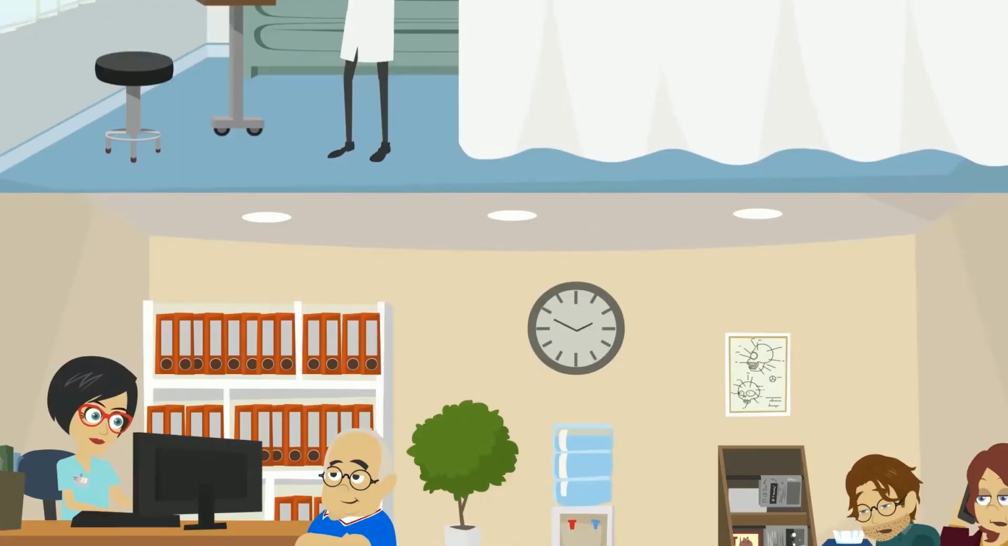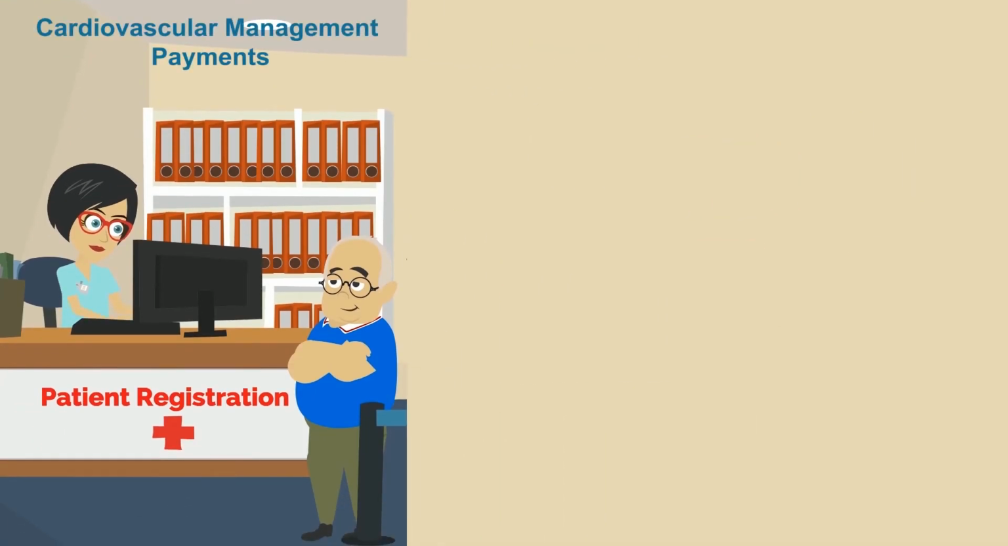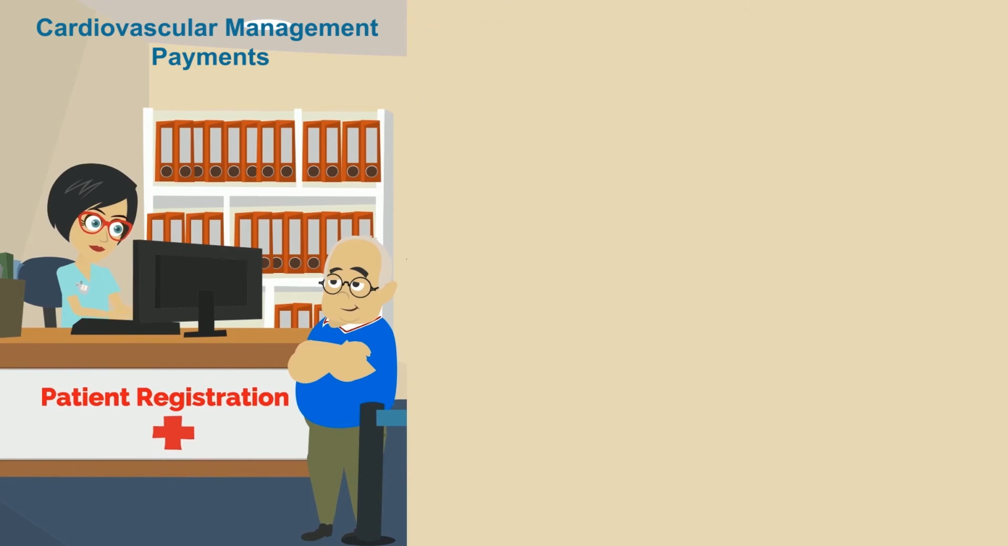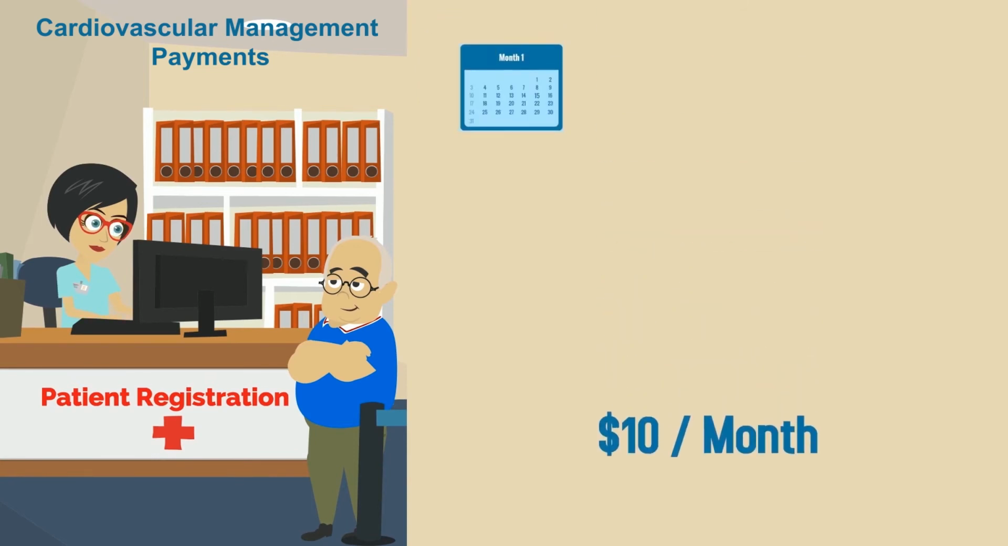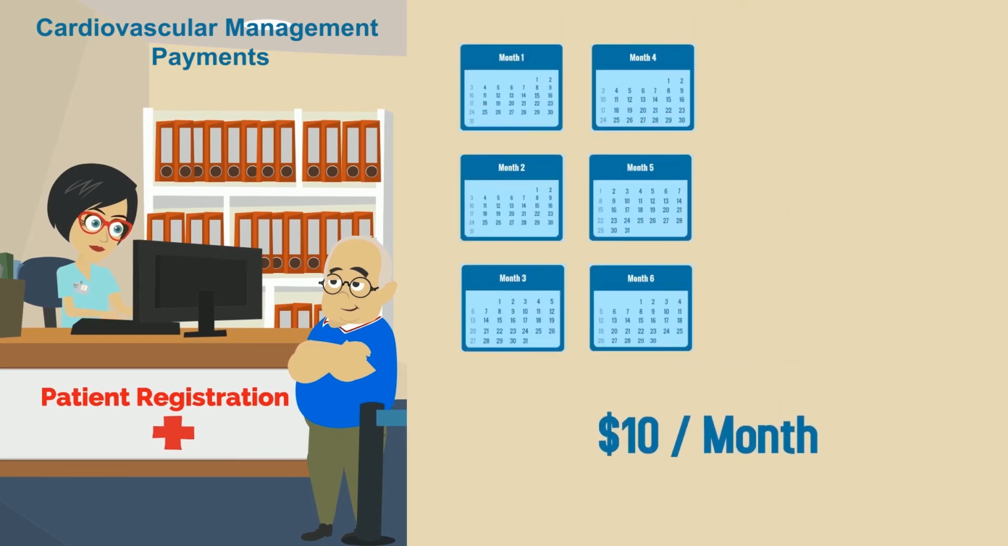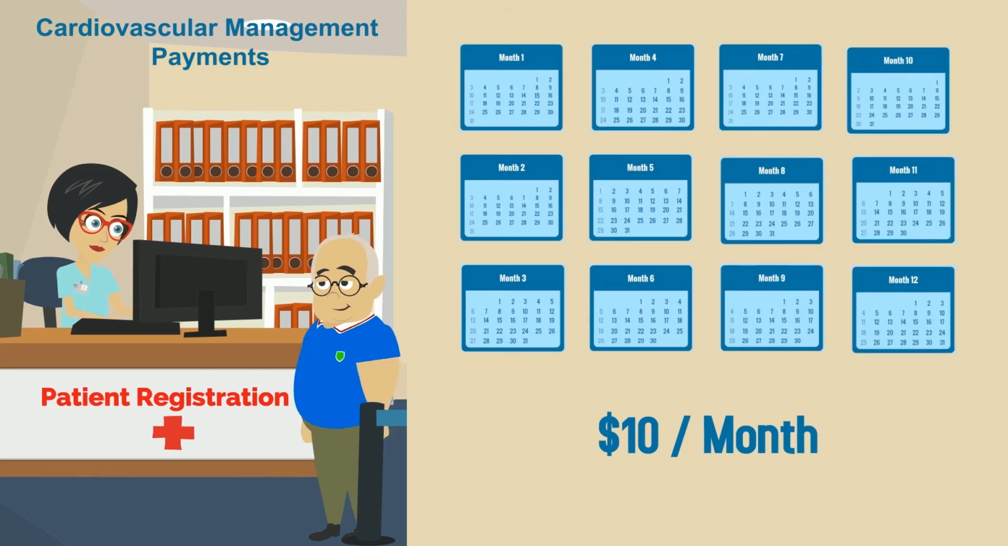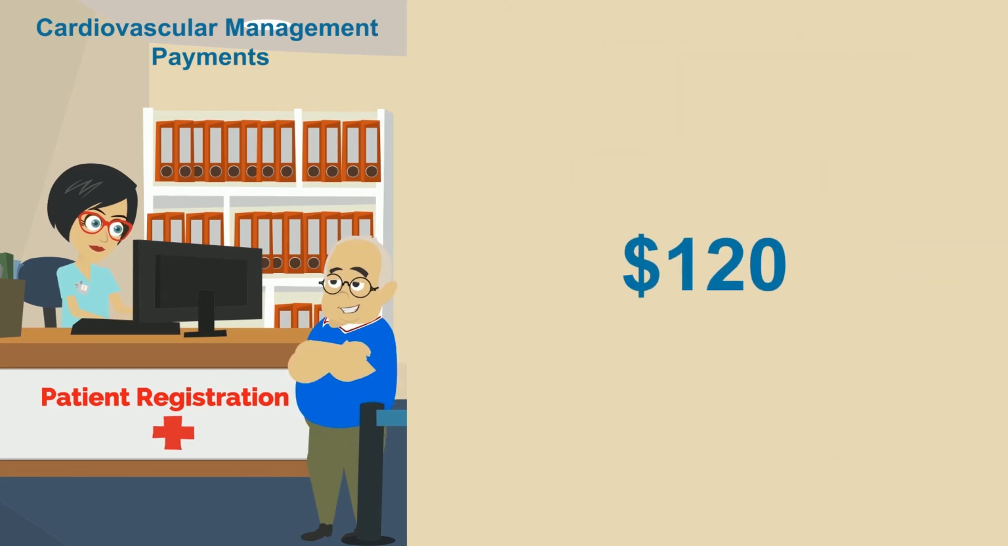That's right. If you enrolled and risk stratified Mr. Parker during the first month of year 1 of the model, you would receive $10 for the first month. You would then receive a full $10 for each of the rest of the 11 months of the first year as long as he remains eligible. That means your practice could receive a total of $120 in cardiovascular management payments for Mr. Parker alone.